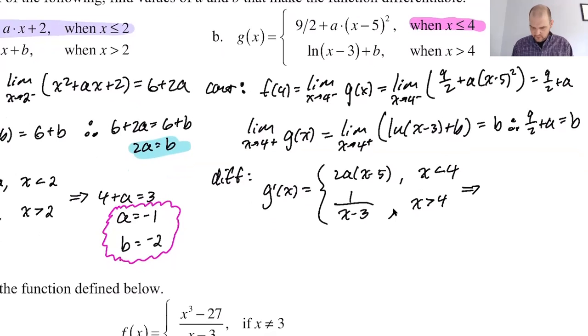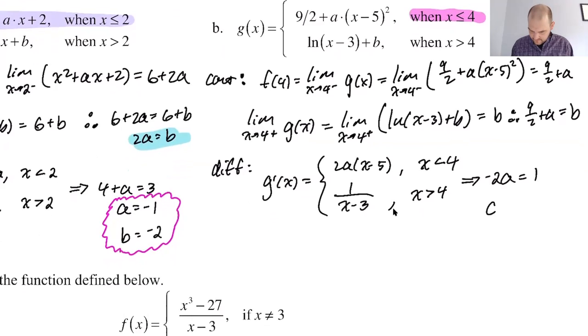All right, so we're interested at x equals 4. So at x equals 4, we get negative 2a from the top branch, and we get 1 from the bottom branch. That's pretty nice, because that means that a is negative 1/2.